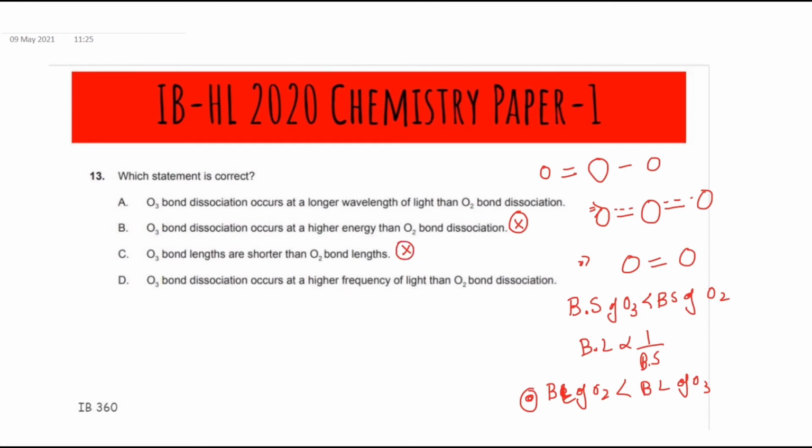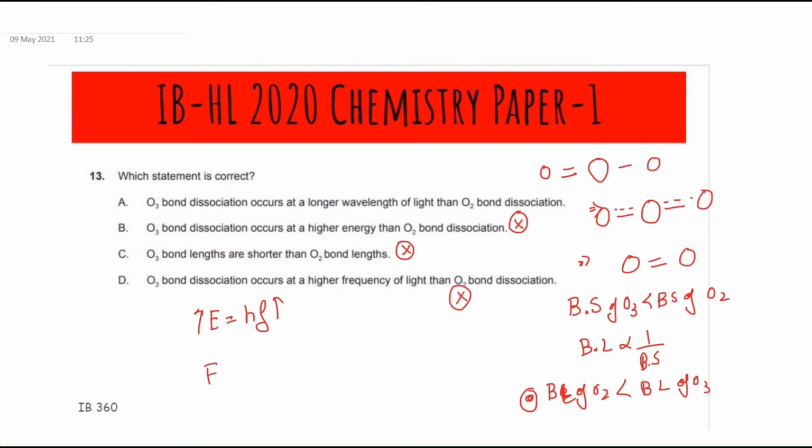Now energy, we know that O2 needs more energy for dissociation. For the energy of light, the formula is E equals hf for a photon. The higher the frequency of the photon, the higher the energy. Option D says the bond dissociation of O3 occurs at a higher frequency of light than that of O2. But we know that we need less energy for bond dissociation of O3 as compared to O2. So obviously, O2 would require a photon with higher energy as compared to O3. So option D is also incorrect.